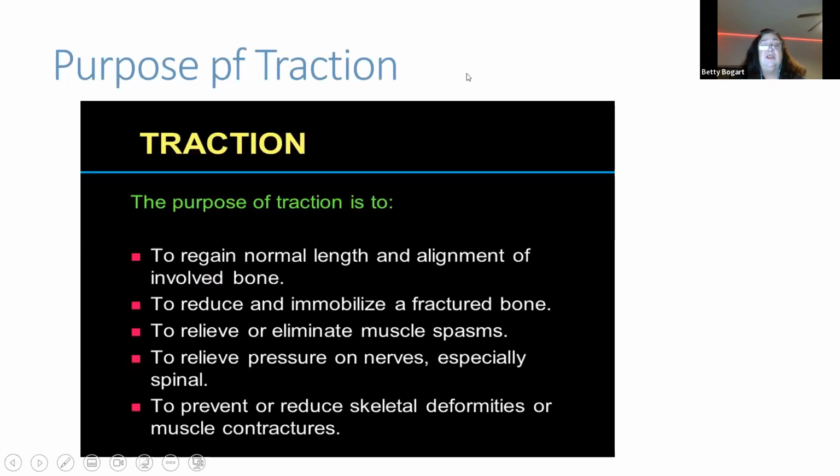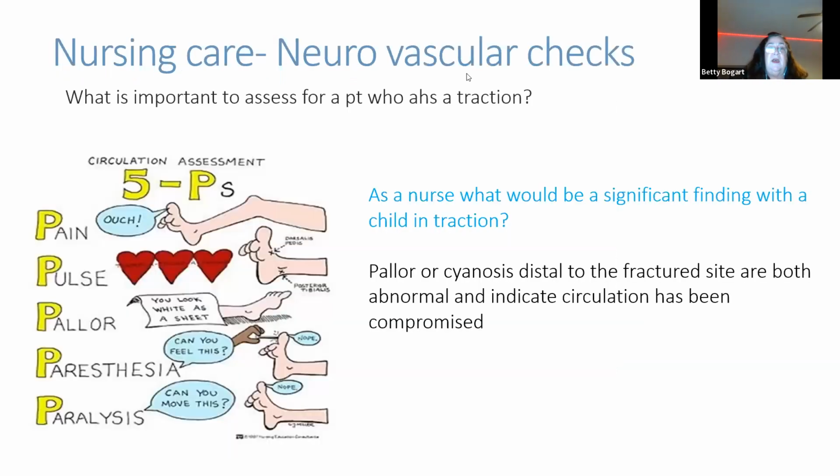So again, traction, it regained the normal length and alignment of the bone. So now we're good. It immobilizes and it reduces, means puts where it needs to be, that bone. It again eliminates those muscle spasms, because muscle spasms, those pointed things, are hitting nerves. So we're going to help reduce them. And of course, it helps prevent or reduce skeletal abnormalities. So there's skeletal traction, there's Buck's traction, all of those can be used. Most of the time, you're going to see mostly those skin tractions.